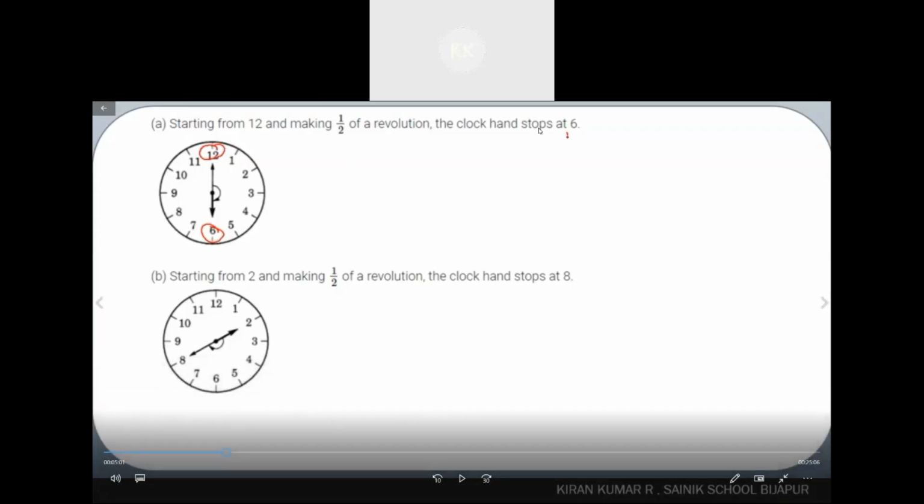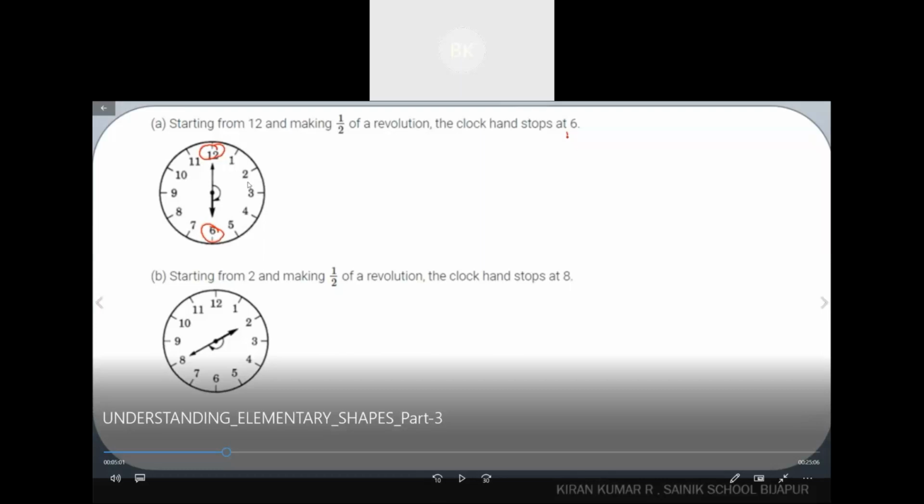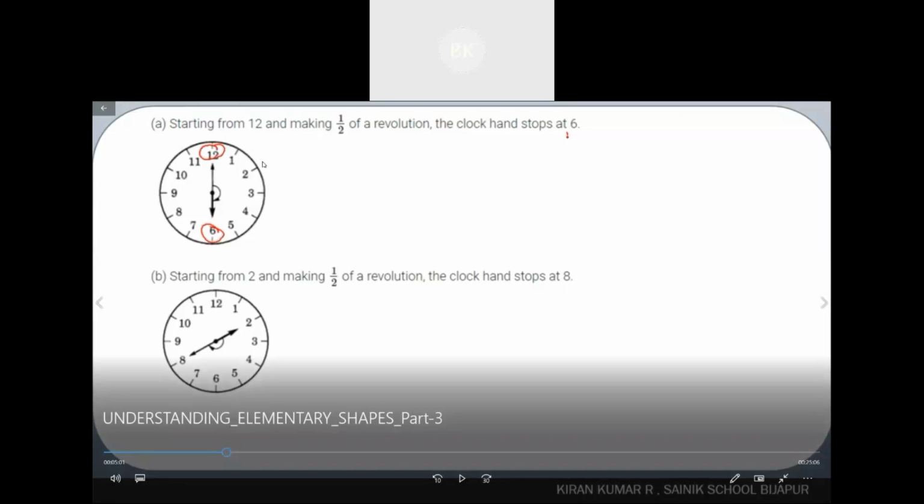What is the doubt? Sir, what does revolution mean? Revolution means one complete round. One complete rotation is called a revolution. Half revolution means half rotation, from 12 to 6.